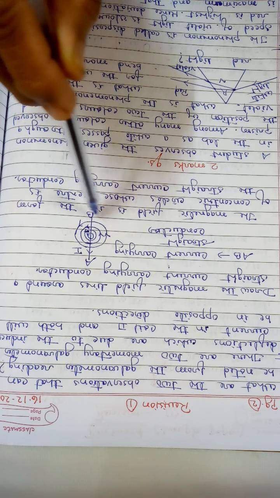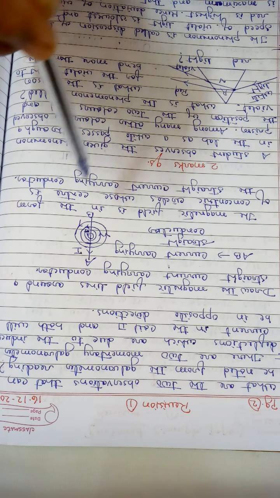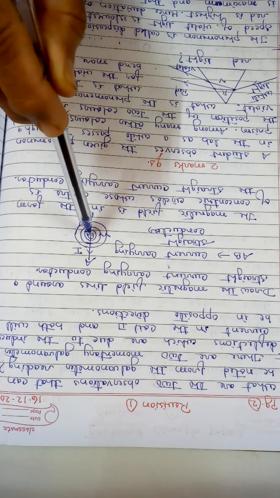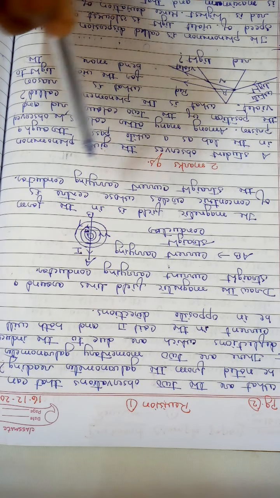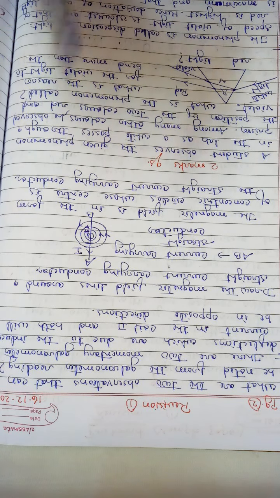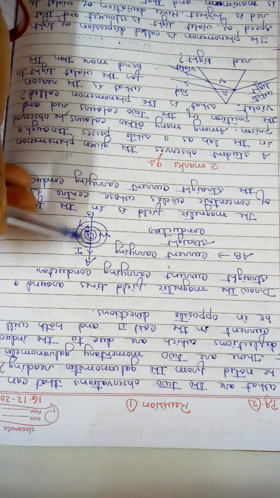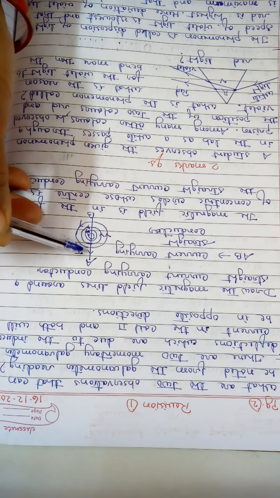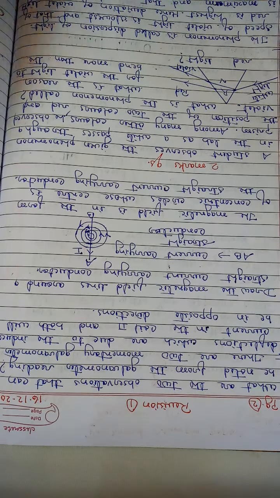This magnetic field is in the form of concentric circles, and the center of these circles will lie on the straight current carrying conductor. Here AB is the conductor, and in which the current is flowing in the upward direction.